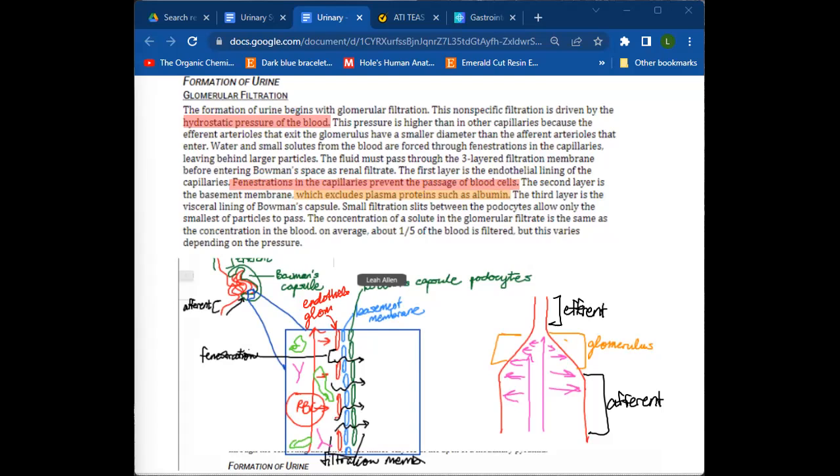Okay, then let's see the filtration slits in the podocytes. Those are too small for really anything. Only the smallest of the smallest of particles can pass.